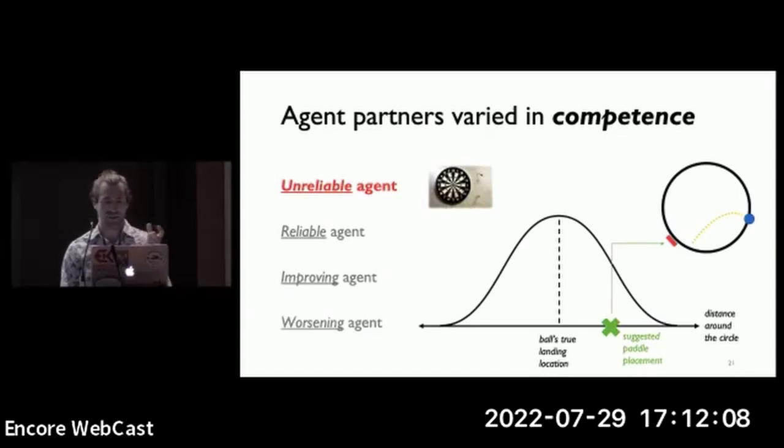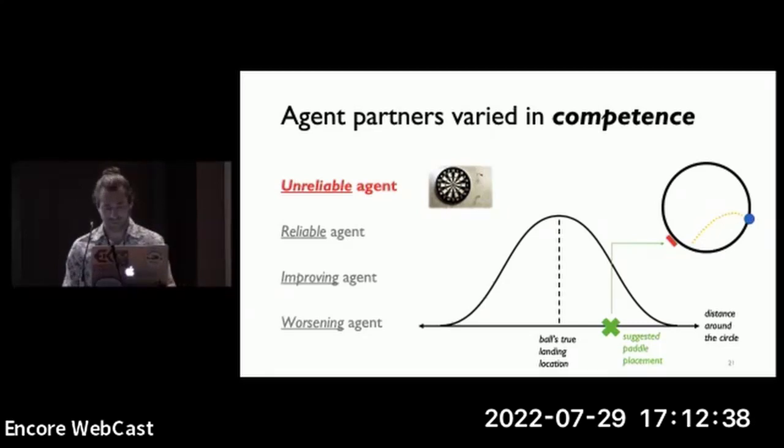So the unreliable agent is sampling its paddle suggestion on each trial from a distribution around the ball's true landing location that has a high variance. So given the ball's true landing location on each trial, which is the little center of the axis here, the unreliable agent is going to choose a paddle suggestion that's often very far from that location, like the green X. So the variance of this underlying distribution was chosen so that the agent's suggestion would only catch the ball in around 20% of trials. So what this means is that participants need to intervene frequently to perform well in this condition.